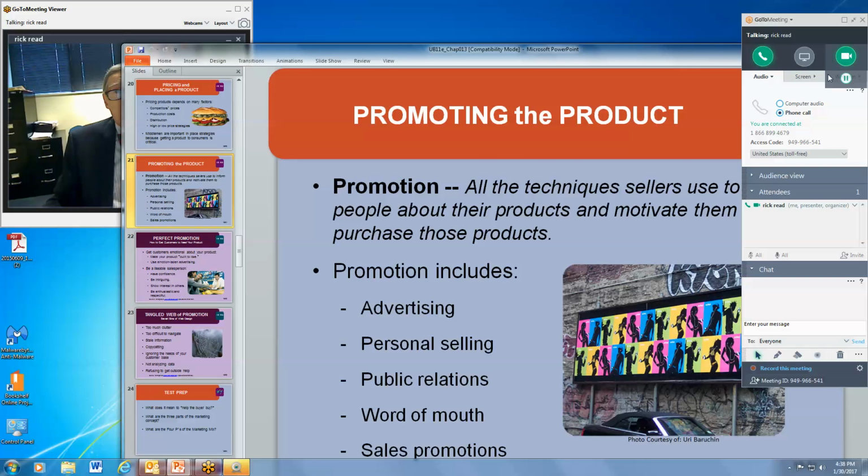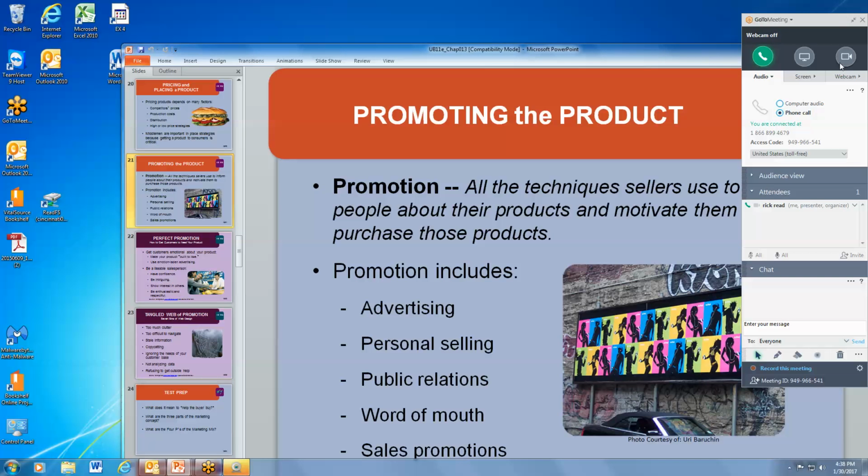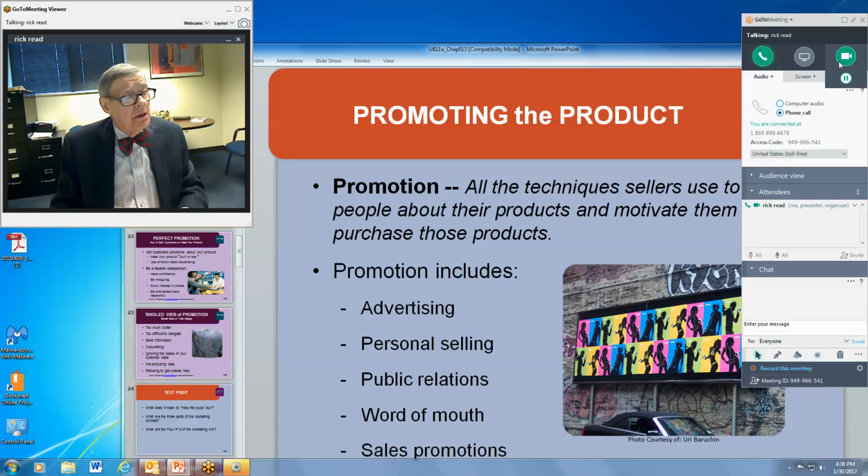Then obviously we have to promote the product. We're going to talk about promotion in chapter 16 when we get there, but that's all kinds of things that you do. It's personal selling, it's public relations, it's advertisement, it's all sorts of things to make the public aware that you have this product on the market for sale.